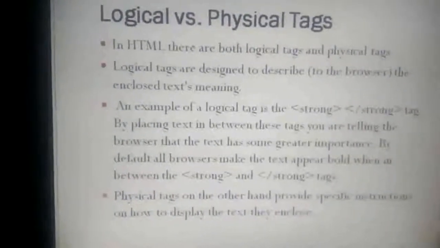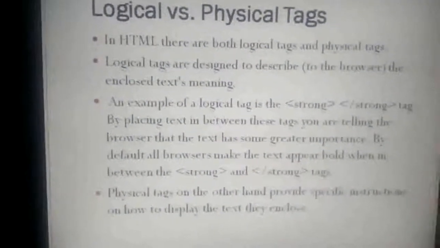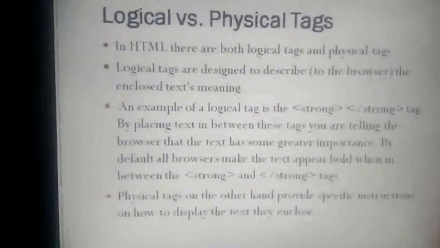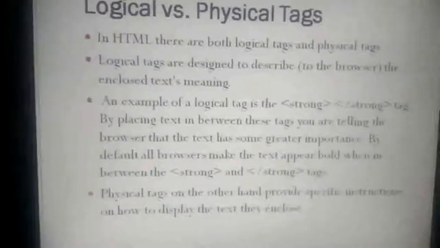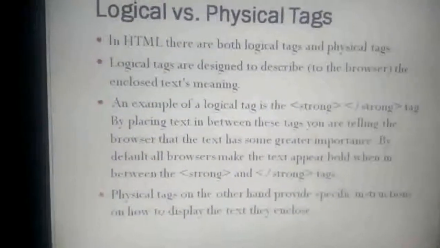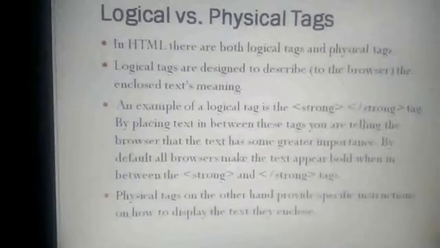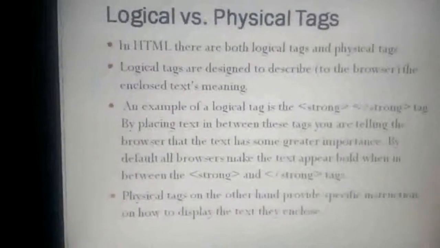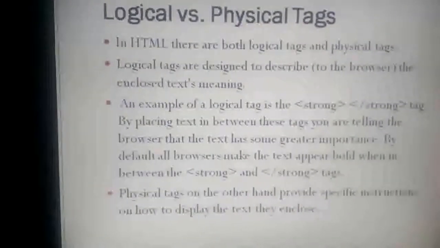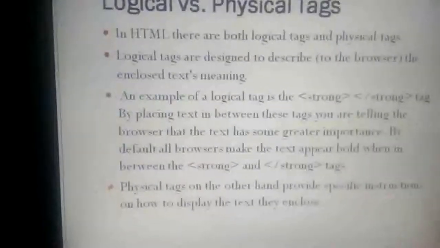An example of a logical tag is strong. You can see this is the strong tag, and it gets closed also with strong, because every tag gets closed by a / and the word of whatever the tag may be. So what does this tag do? By placing text in between these tags, you are telling the browser that the text has some greater importance. That means the word emphasized in between these tags would be highlighted more apart from the rest of the contents of the body.